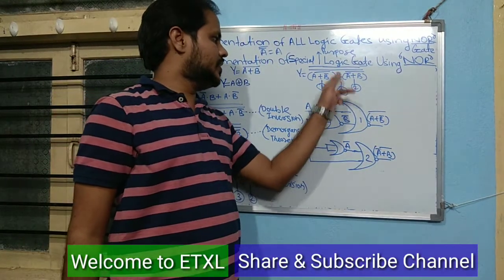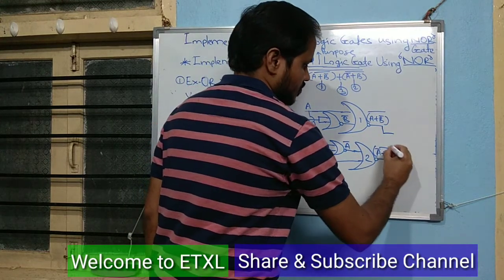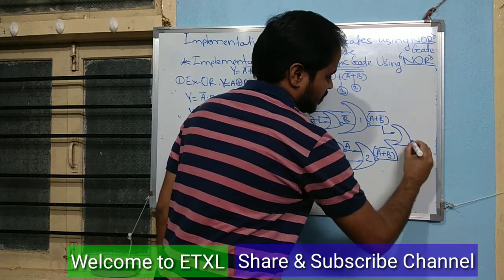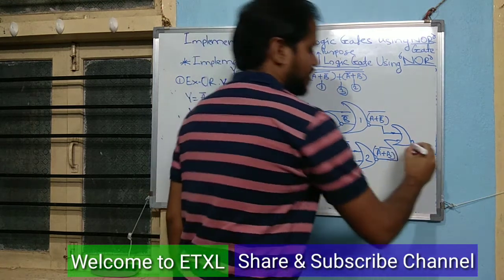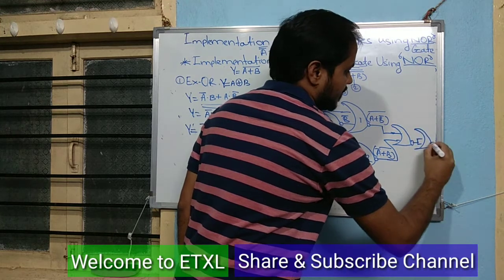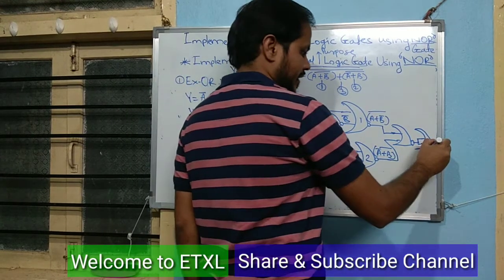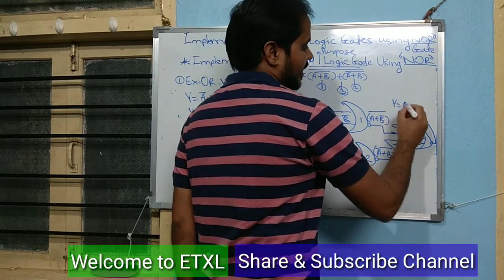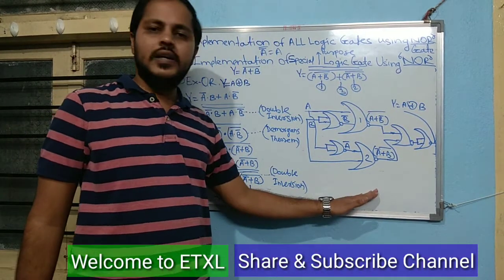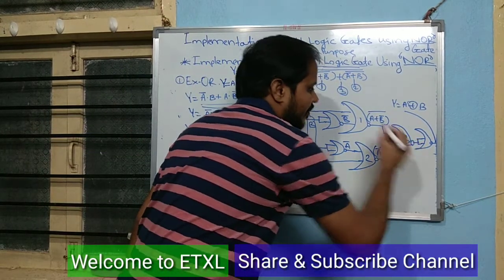Then combine both of these with the help of the third NOR gate. Third NOR gate here. Then again make the short connections of this NOR logic gate. Okay, short connection. Then finally you are getting the output Y equal to A XOR B. This is the implementation of the XOR logic gate by using NOR logic gates.